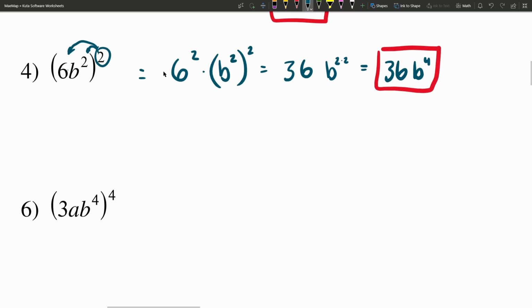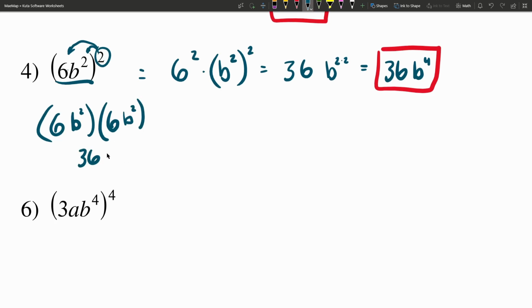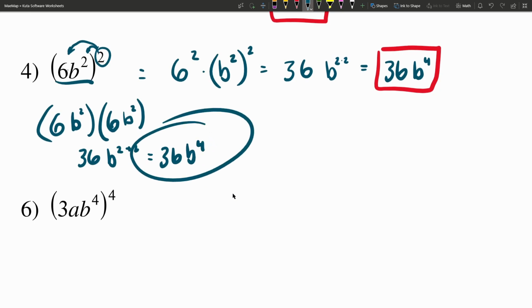Again, if you wanted to write it out, expanding out this problem, we would have 6b squared multiplied by 6b squared. 6 times 6 is 36. b squared times b squared is b to the 2 plus 2, so 36b to the 4th. Writing out this answer from a different perspective.